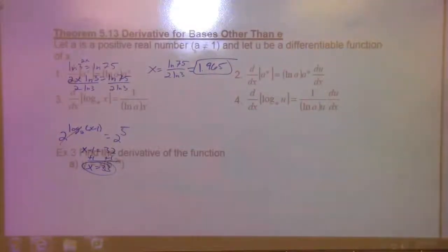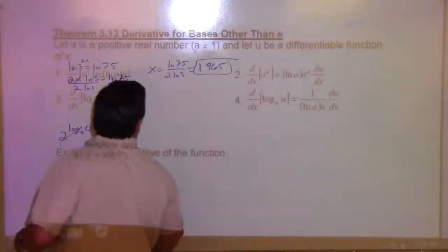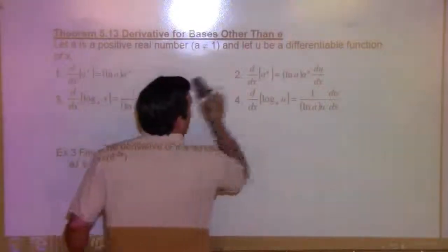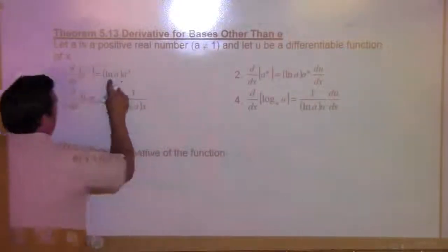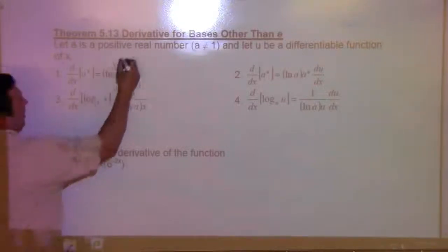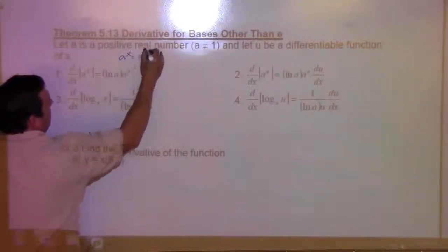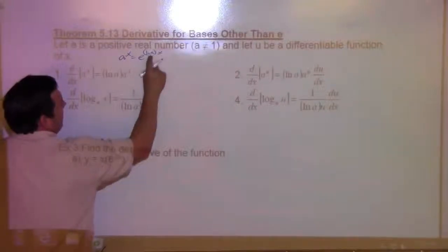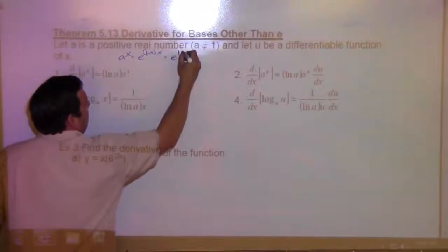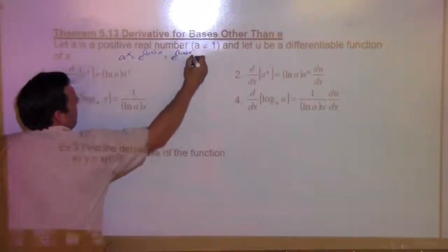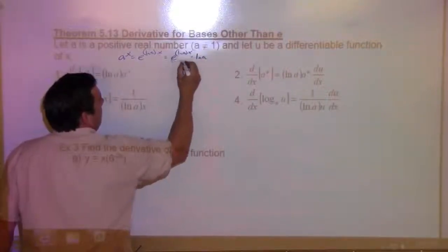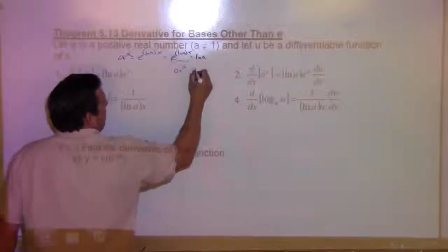So 5.13, derivative for bases other than e. The derivative with respect to x of a to the x would be natural log of a times a to the x. Just remember that a to the x equals e to the natural log of a times x. So this is just a coefficient. If you took this derivative here, you'd have e to the natural log of a times x times the derivative of the power, and that's our natural log of a. Well, then this can be re-expressed as a to the x times natural log of a.